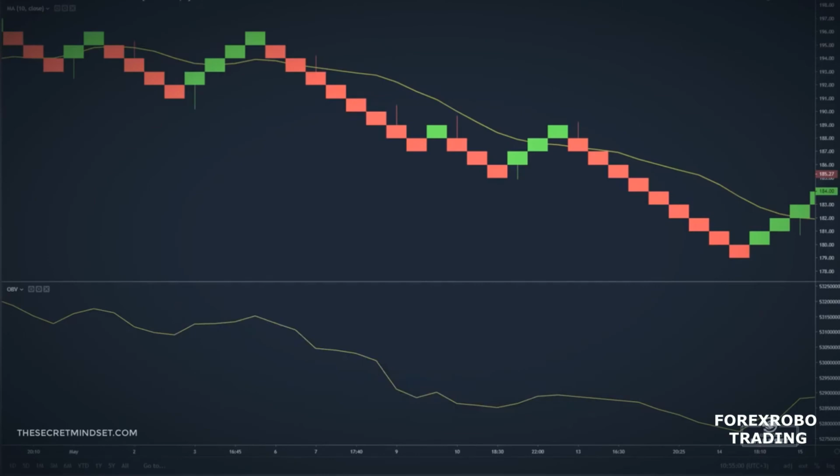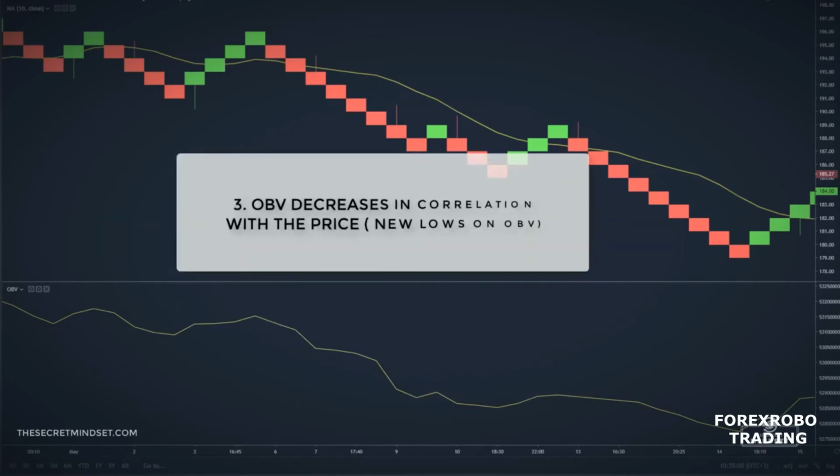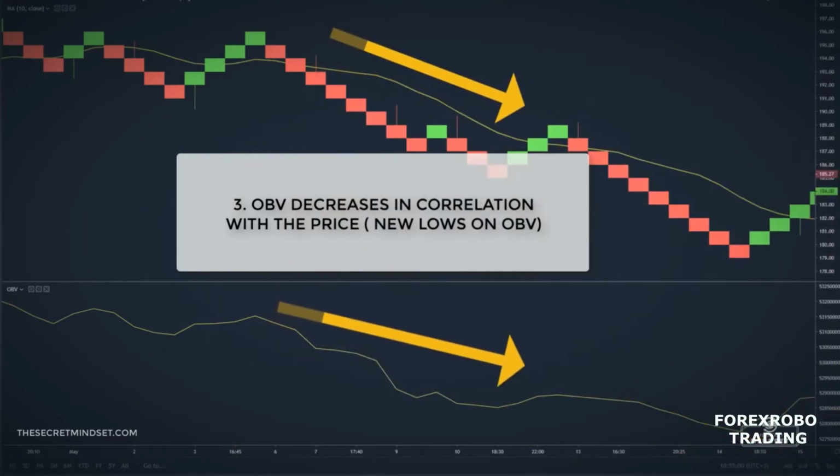We filter the signal with the on-balance volume. We look for a new low in the OBV, which indicates that the sellers are stronger than buyers and the price is likely to decrease. When OBV decreases in correlation with the price, the downward trend is confirmed.